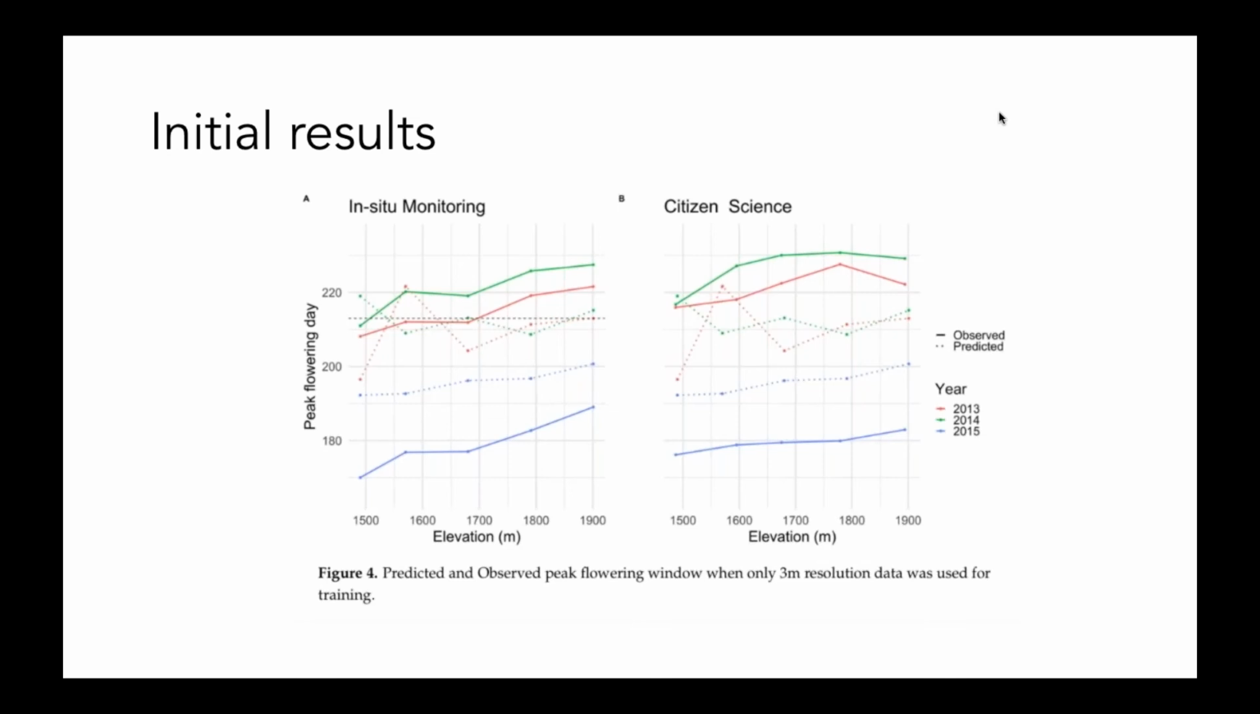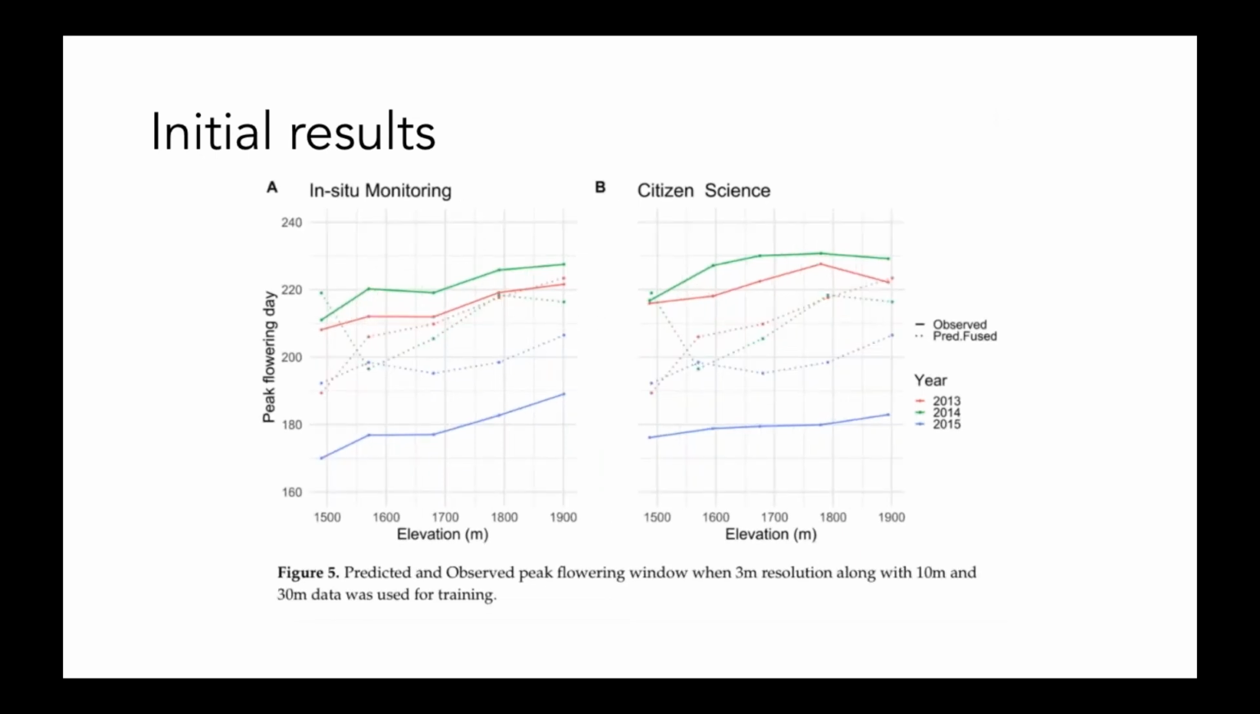And you can see, just based on the observed results, that peak flowering from 2013 to 2015 is moving further and further up the year. So it's happening earlier and earlier. And that's something that we want to capture with this combination of using Planet imagery and Landsat and Sentinel.